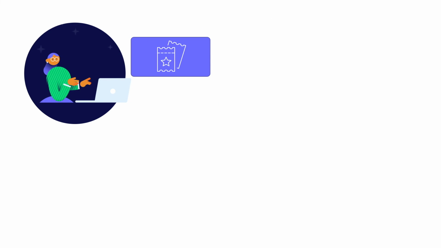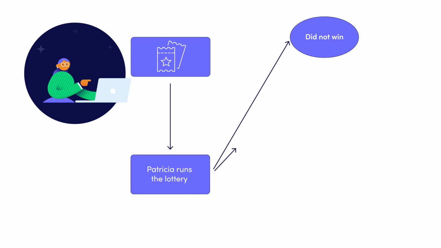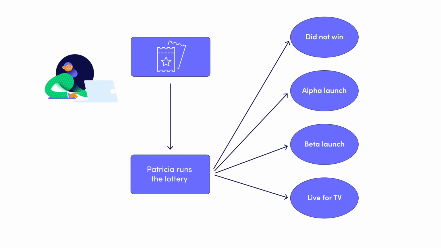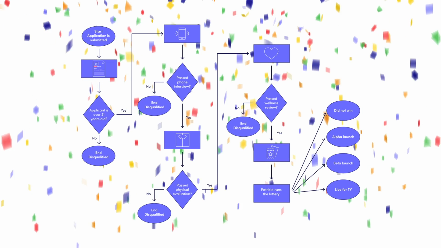And finally, I run the lottery and get the results of which applicants will join each of the launches and those who didn't win a spot on any. Now we see our full process map.